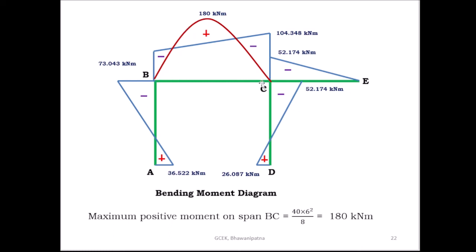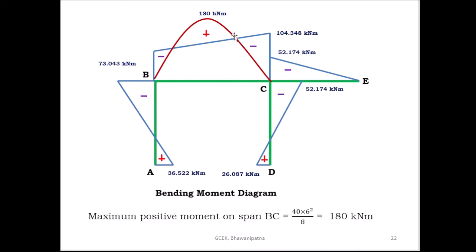So the positive bending moment is equal to W L square by 8. So W is given 40 kilonewton per meter, and L is equal to 6 meter. So 40 into 6 square by 8. So this is equal to 180 kilonewton meter. So this is the positive bending moment diagram, parabolic, because the load on the span BC is a uniformly distributed load. So due to UDL, the free bending moment diagram or positive bending moment diagram is parabolic. So this is the parabolic shape, and the ordinate here is equal to 180 kilonewton meter. So this is the positive bending moment diagram.